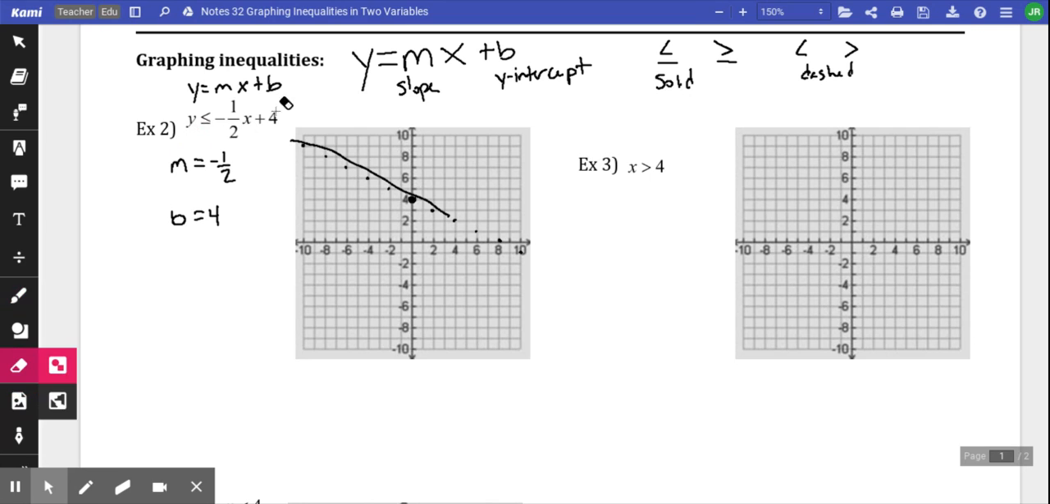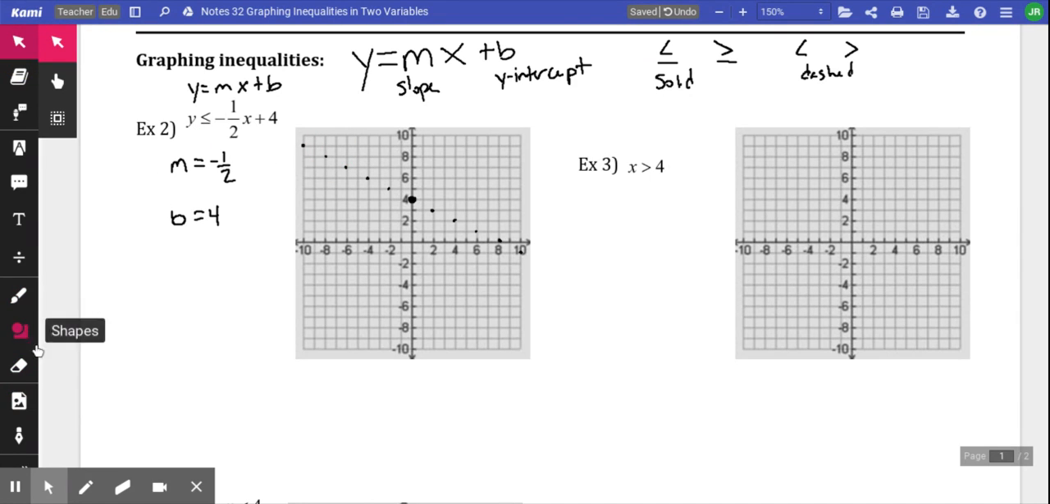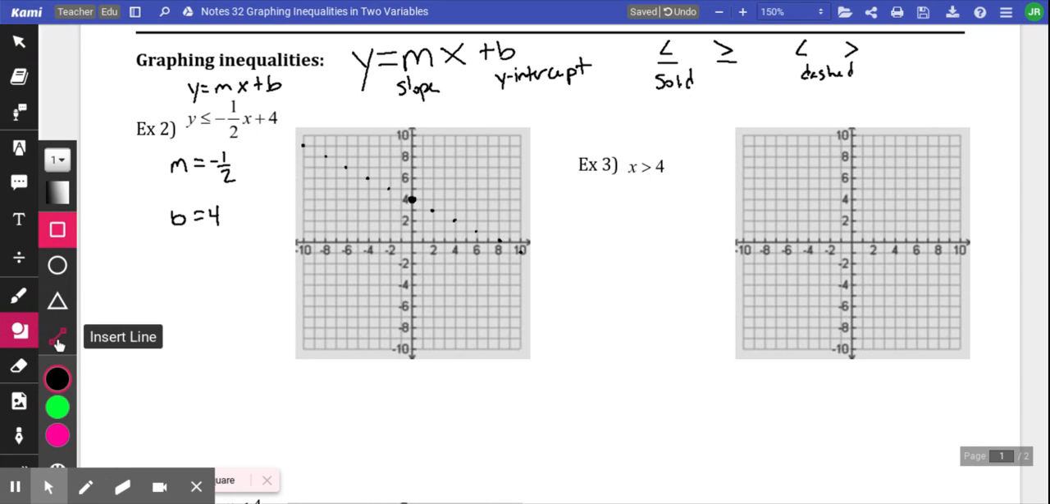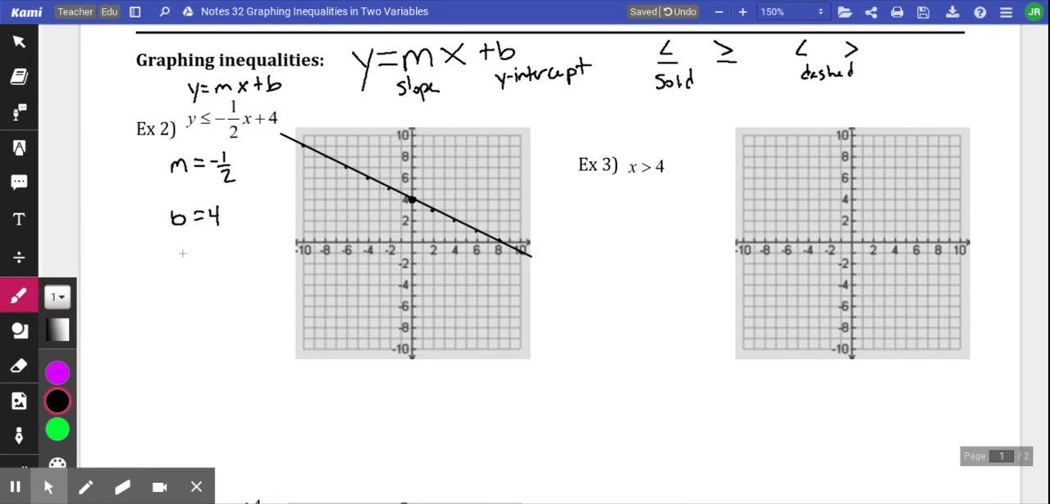Sorry, it's pretty hard to do this on the computer. But what this means is that these should all be included, and so I want to make sure to use a solid line. So I'm going to cheat, and I'm going to let Cami make my solid line for me. There we go.